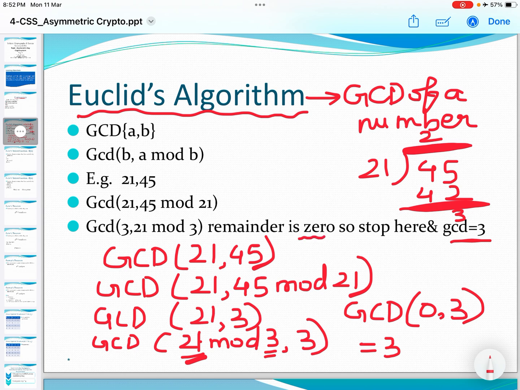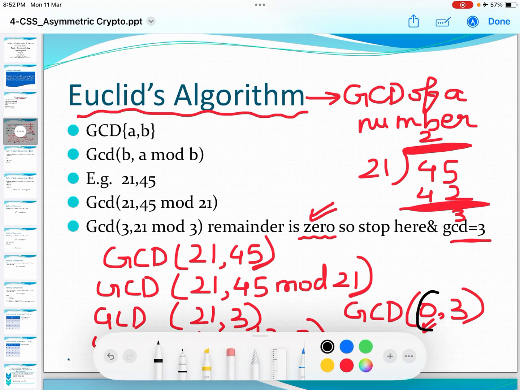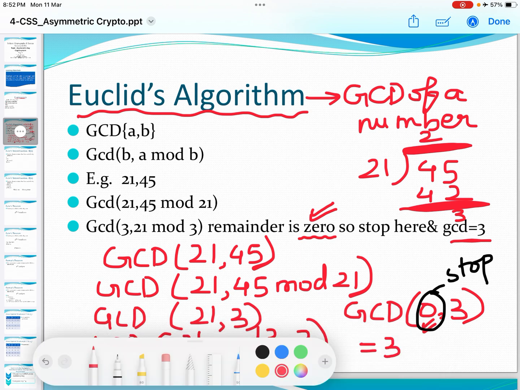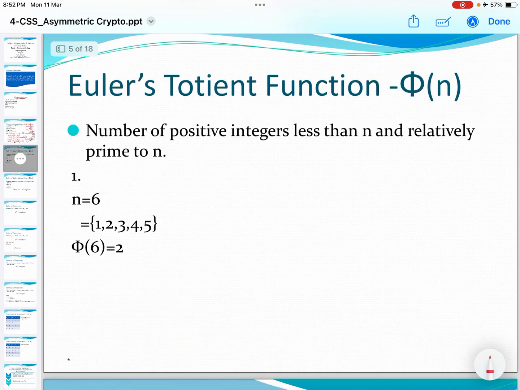Whenever we get the remainder as 0, we stop there. Here we got the remainder as 0, so we will stop here. This is Euclid's algorithm.